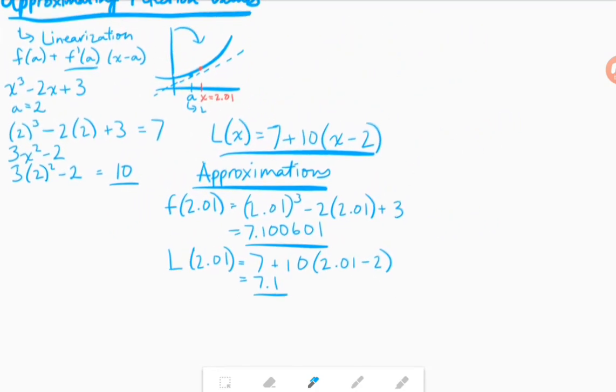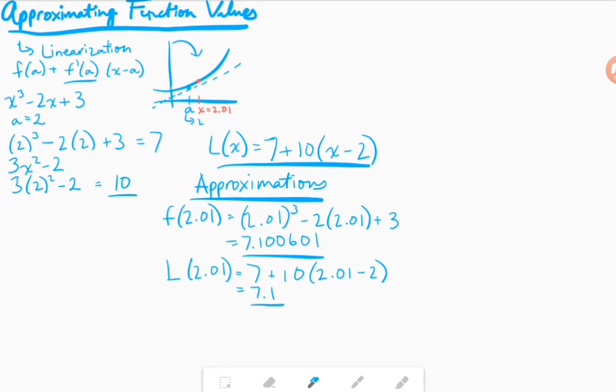7.100601 is my actual function value. So they're pretty close, right? The linearization is 0.00601 away from the actual function value, and that's pretty close, right? But what if we wanted to get closer? What if we wanted to minimize this error? And how would we minimize the error?